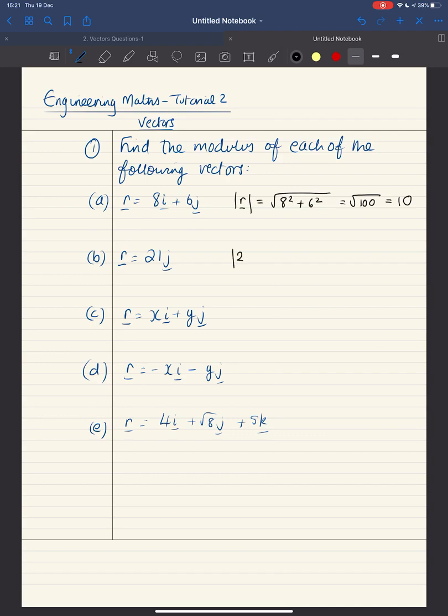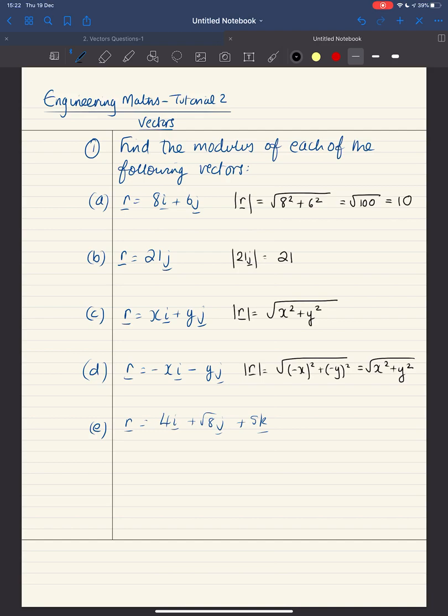B, the modulus of 21j, because j has a modulus of 1, you can just write that out as 21. So this is the general case when you get xi plus yj. The modulus of r is the square root of x squared plus y squared. I can't simplify that anymore. This one, the modulus of r is the square root of minus x squared plus minus y squared, so it's the square root of x squared plus y squared.